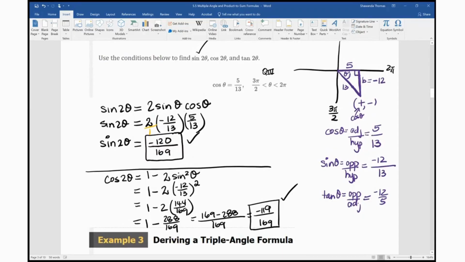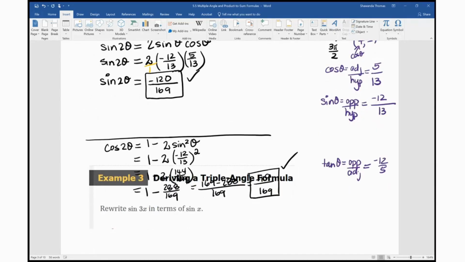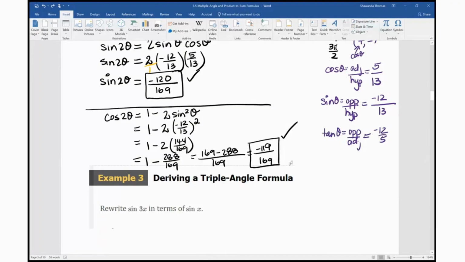Still not done because we got to also find tan of 2 theta. So I'm going to have to space down some.